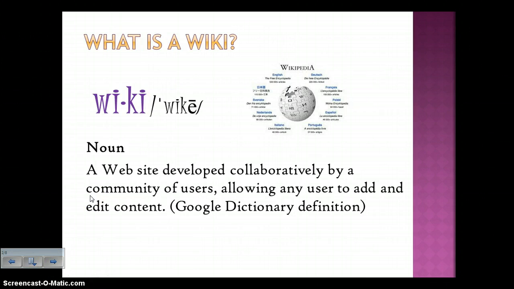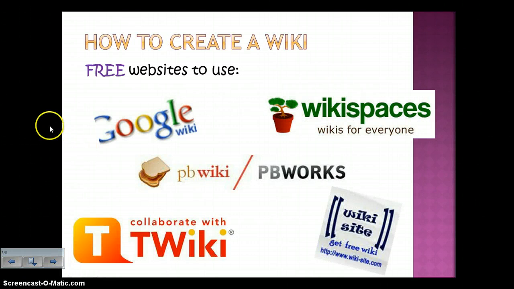When a lot of people hear wiki, they automatically think of Wikipedia. Wiki is not just Wikipedia. There's a whole slew of sites that you can use to create a wiki. A wiki, according to Google Dictionary, is a website developed collaboratively by a community of users, allowing any user to add and edit content. So what other websites can you use in order to create a wiki that are free?